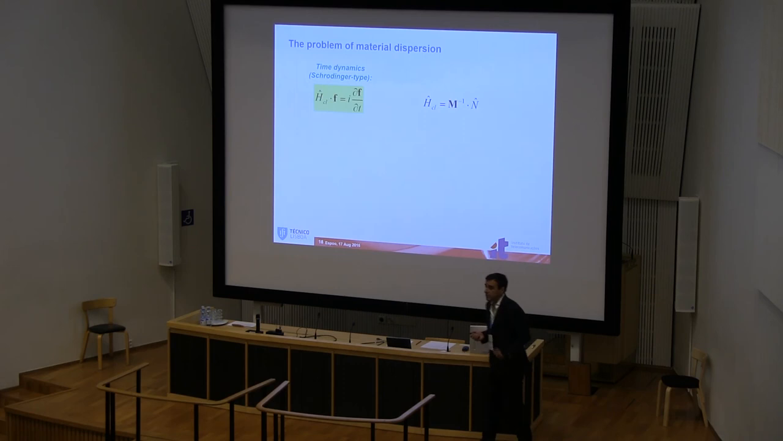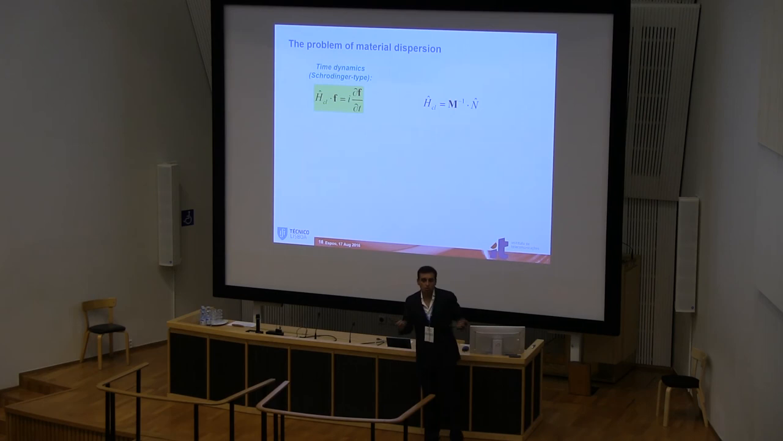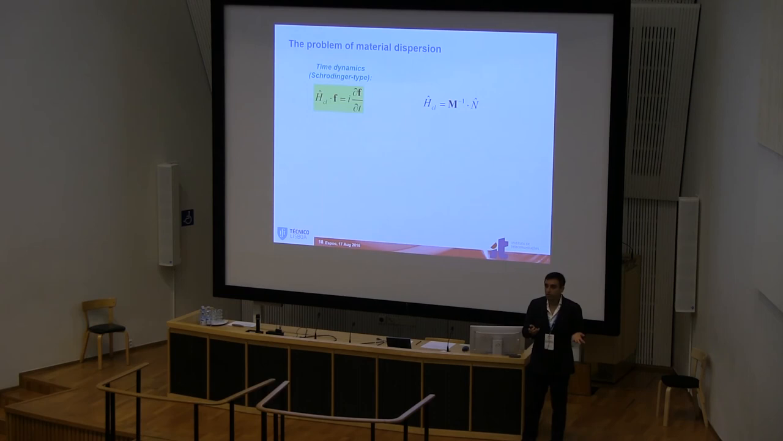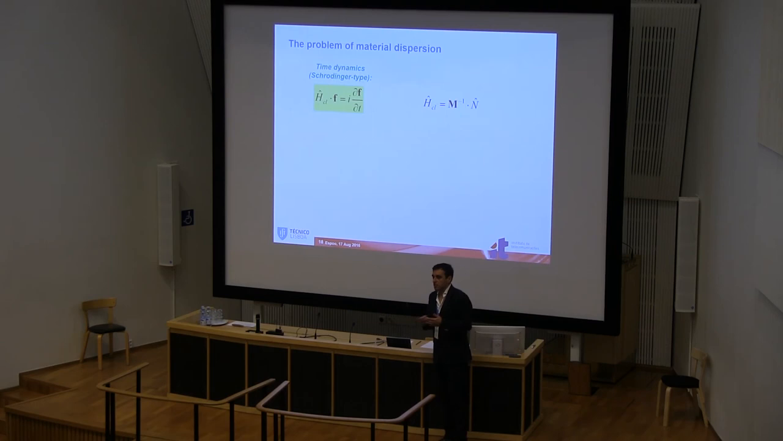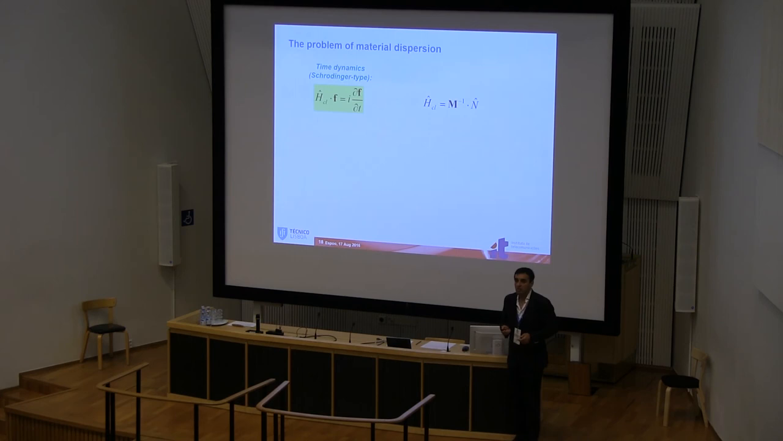But there is one problem, which is that this material matrix, for the cases of interest, always depends on frequency. And this is quite different from the Schrödinger equation, where the Hamiltonian does not depend on frequency. It just acts on the wave function at time t without depending on the past, without depending on the previous history. So we have to get rid of material dispersion. We have to go through one extra step. And how do we get rid of the material dispersion?